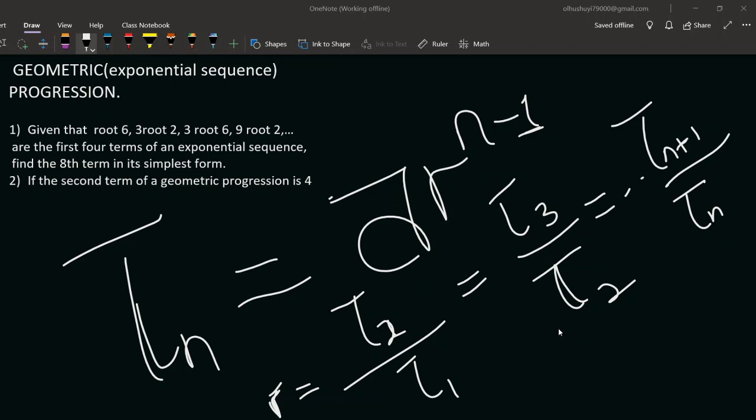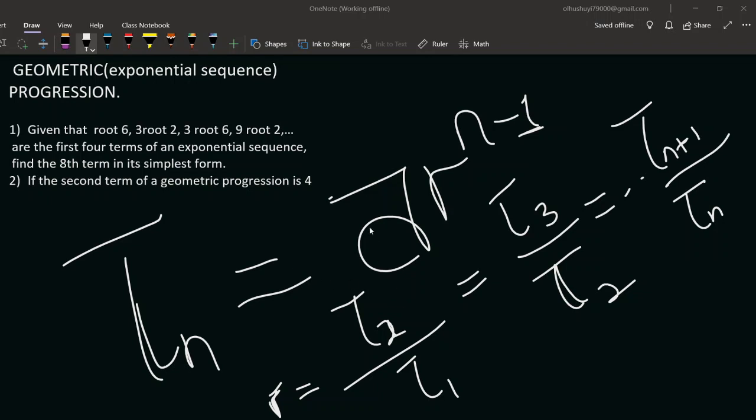Now, when we deal with geometric progression, the nth term of a geometric progression is always given as a times r raised to power n minus 1, where this is the nth term, and this a is the first term, and this r is the common ratio. This n is the number of terms. This is 1. So this is the formula for the nth term.